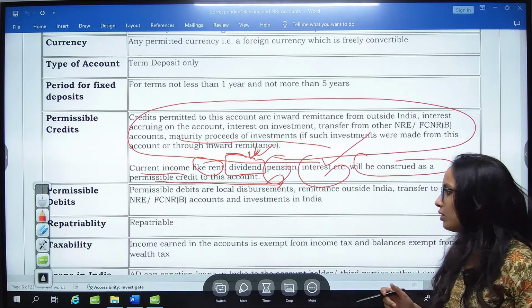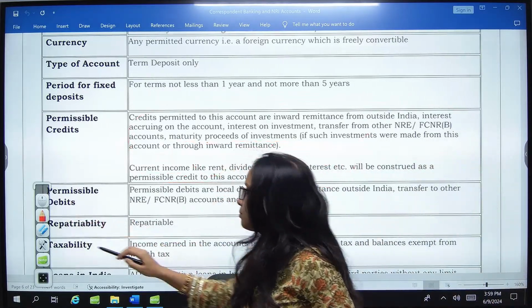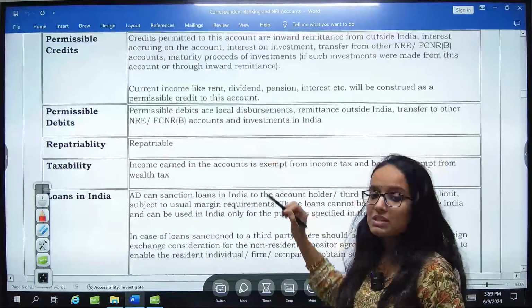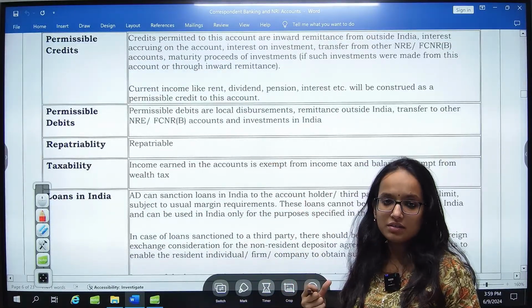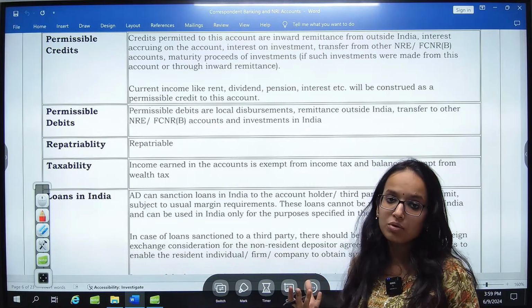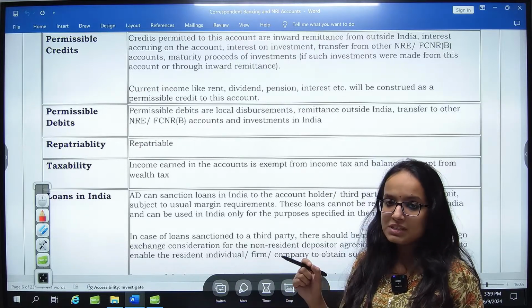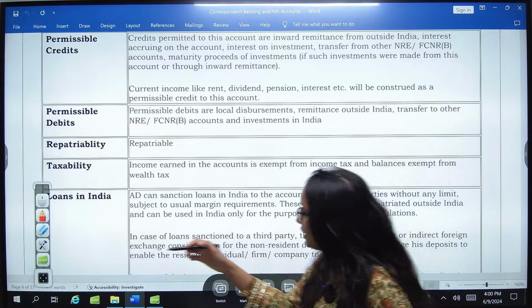Okay. Now next particular, what are the permissible debits, for which purposes debiting the amount from the account is allowed? So what are the permissible debit areas, right?